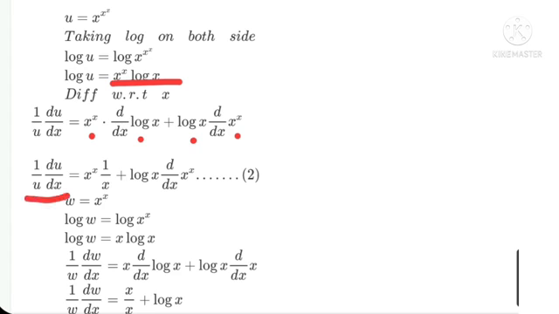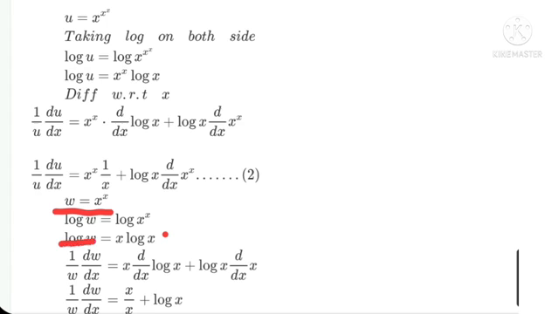Left hand side as it is, x raised to x as it is, derivative of log x is 1 upon x, log x as it is, derivative of x raised to x, we don't know. So here again you find, take this as w, so we get w is equal to x raised to x. Again find derivative of this, so log w is equal to log x raised to x, log w is equal to x log x. Differentiate with respect to x.